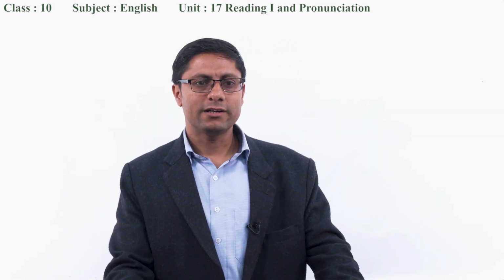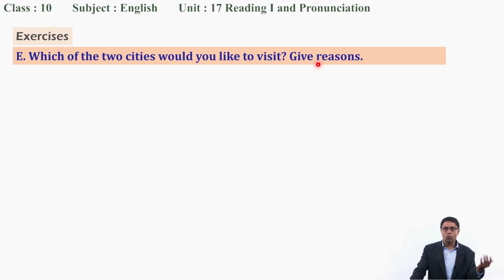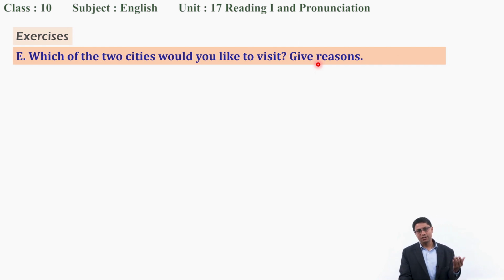So now let's look at exercise E. Which of the two cities would you like to visit? Give reasons. So which one? You can say both, but you have to give the reason. You can say London, you can say Paris, but you need to give the reason.